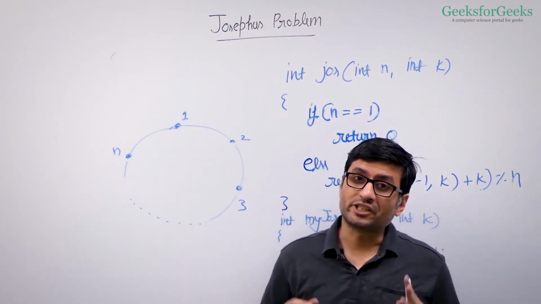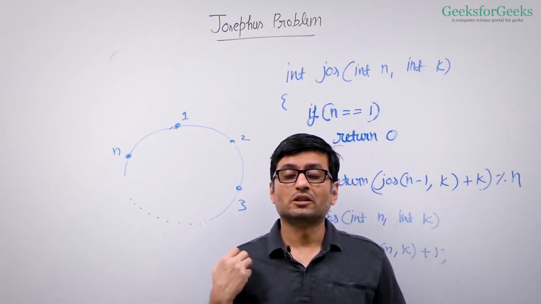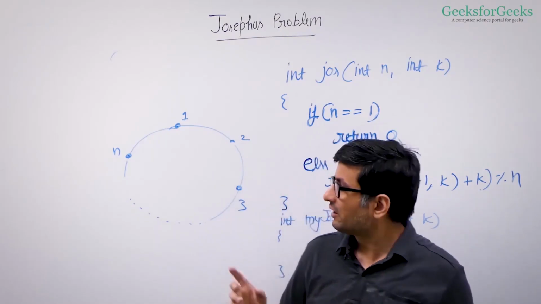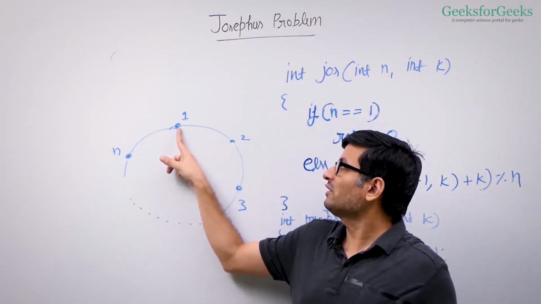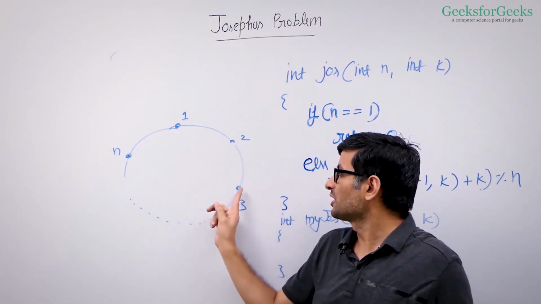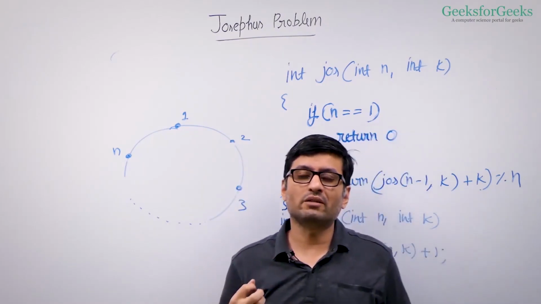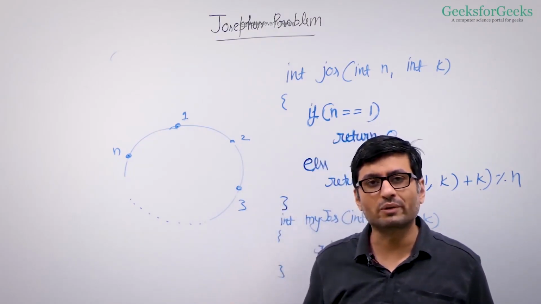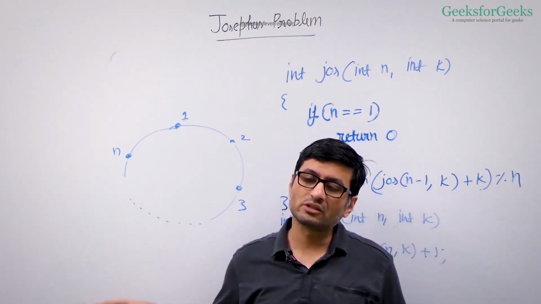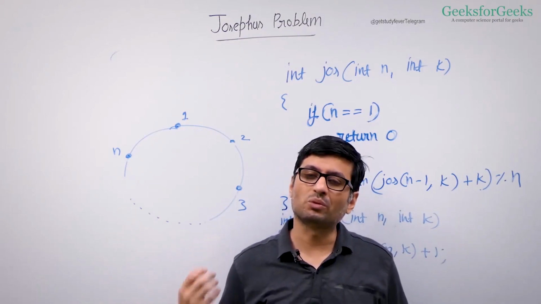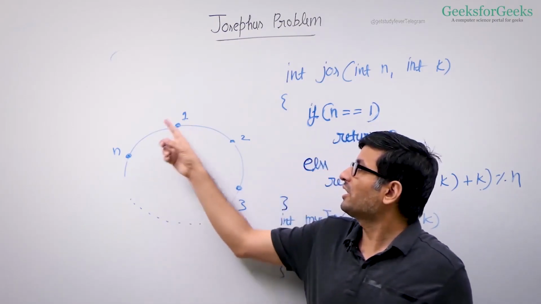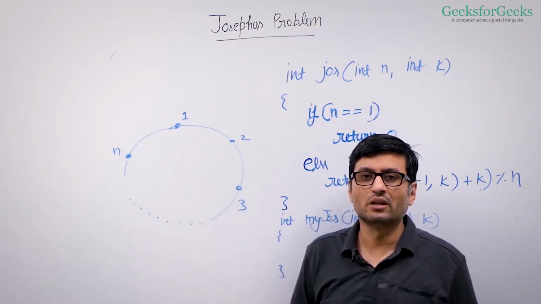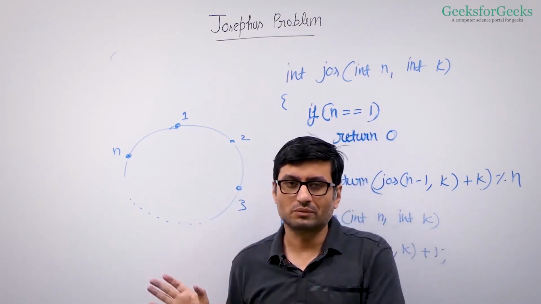Now an interesting extension of this problem. Say your circle positions do not begin with 0. They begin with 1, right? So this position is 1, this position is 2, this position is 3. So if you are given 5 people in a circle and you have to kill every third person, in the previous example we were getting the output as 3, but here we will be getting the output as 4, right? Because the positions begin from 1. How will you solve this problem?